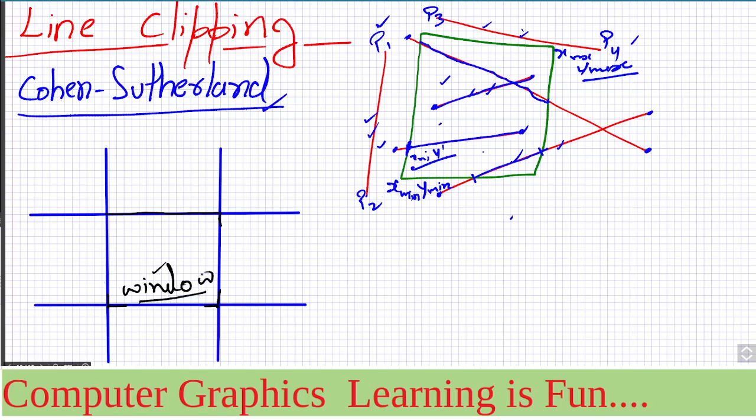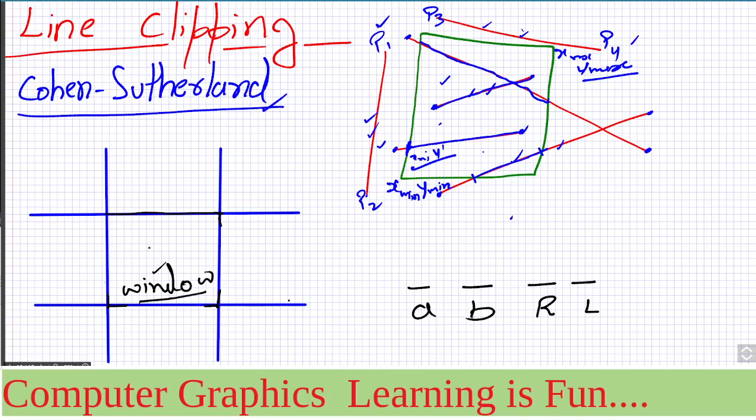So let us have a coding, okay, of 4-bit coding. Okay, 4-bit coding. One is for left, right, below and above. Okay, whatever is above here, above this more than y max, so it is above. Less than y min, it is below. Less than x min, it is left, and more than x max, it is right.